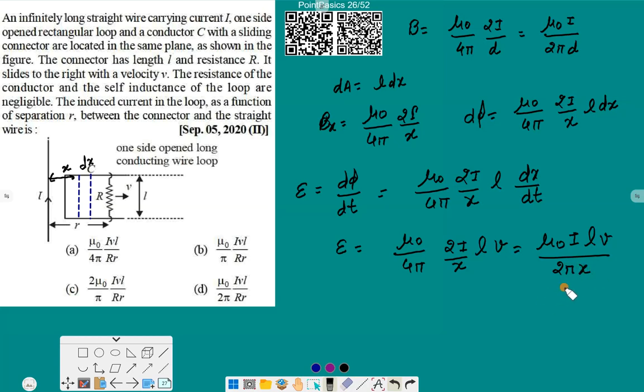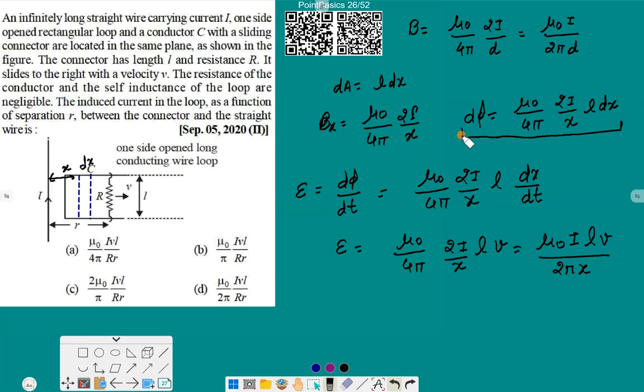Now, normally when we find induced EMF, then we take differentiation. We take differentiation of the flux with respect to time. But when we calculated flux for the small element, it was already differentiated.